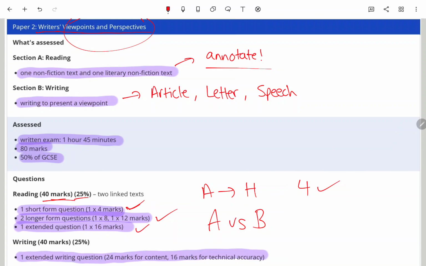And the last and final question for your GCSE English language is the 40 marker, which is also worth 25%. So it's one extended writing question, 24 marks for content, 16 marks for technical accuracy. So it's important that you check over your SPAG, so you have accurate spelling, you have a variety of punctuation, and also your grammar is correct as well and accurate. So avoid contractions such as don't or couldn't. So you would say do not or could not. So it's important that you check over your SPAG because it is worth 16 marks.